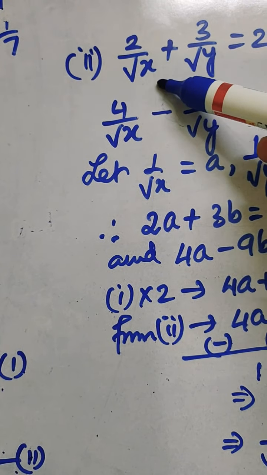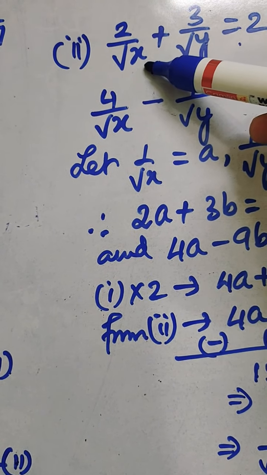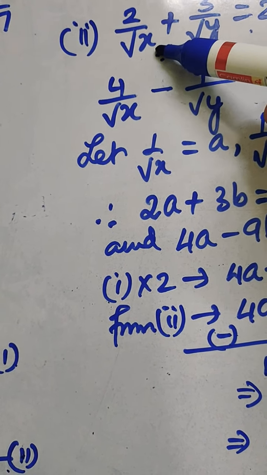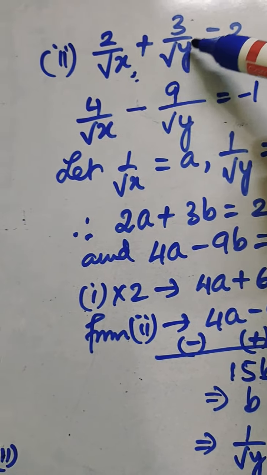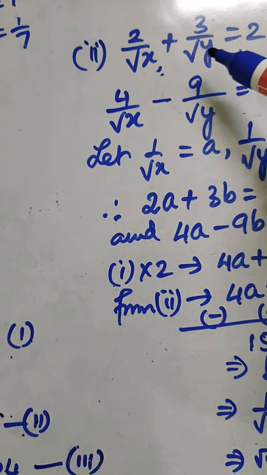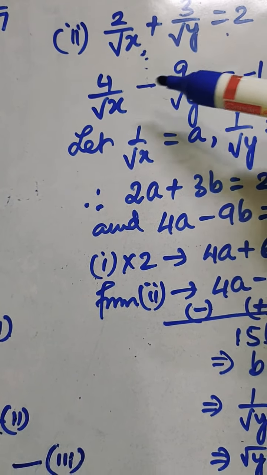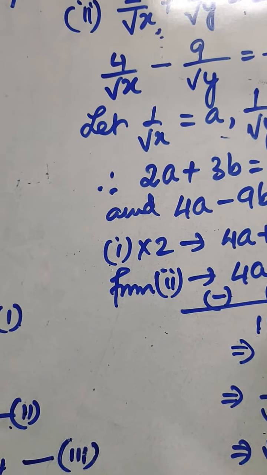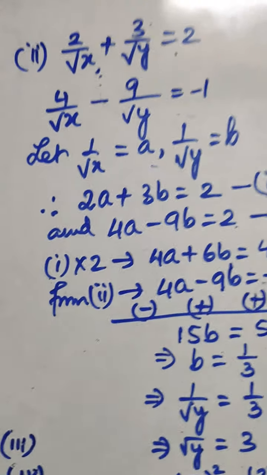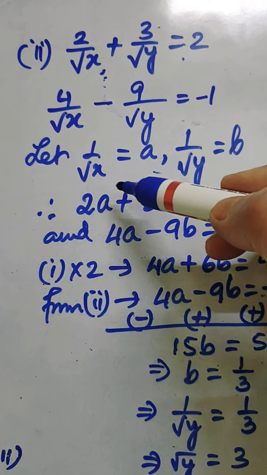Then question number 2. It was here 2 by root x plus 3 by root y equal to 2. So what is the degree of x here? That is 1 by 2, that too negative. So this is again not in the linear form. The equations are not in the linear form. So we will substitute 1 by x by a, and then we will reduce it to a linear equation.